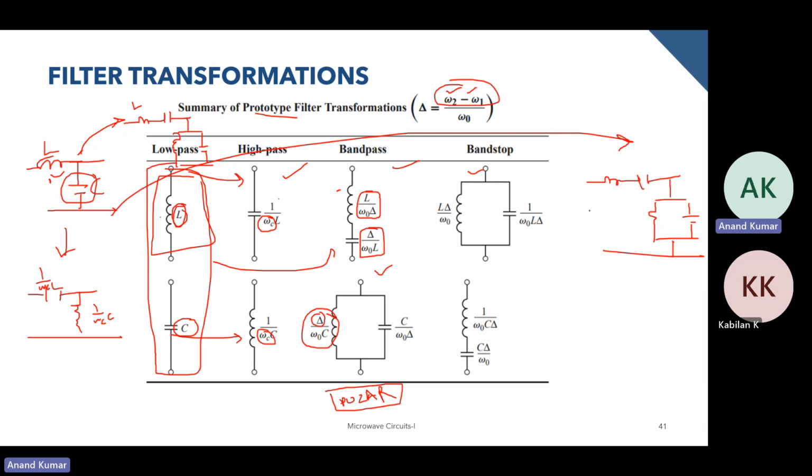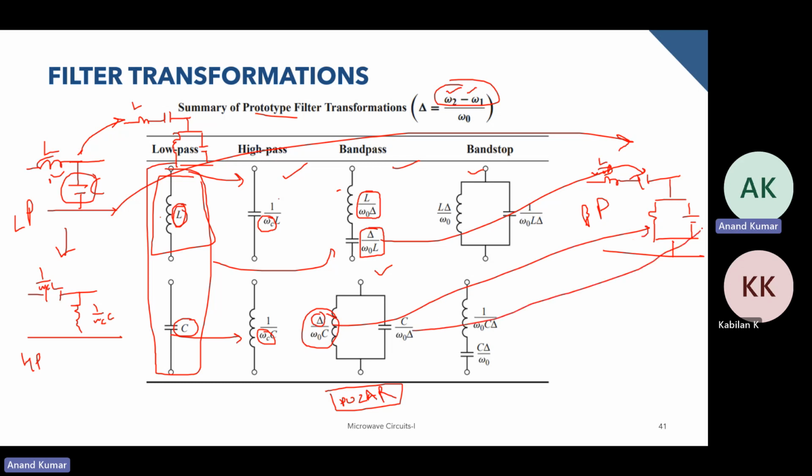So this was your low pass. This will become your high pass. This will become your band pass, and the values can be calculated by using whatever L value you had. Then you can find this as L by omega naught delta, and so on. So you can use this value over here, this value over here, and this value over here. So you get the idea, right? Once you have found your low pass prototype, you can find out high pass, band pass, or band stop.